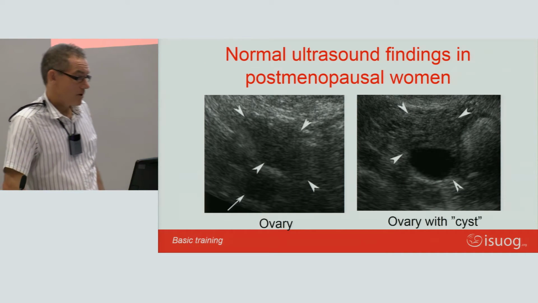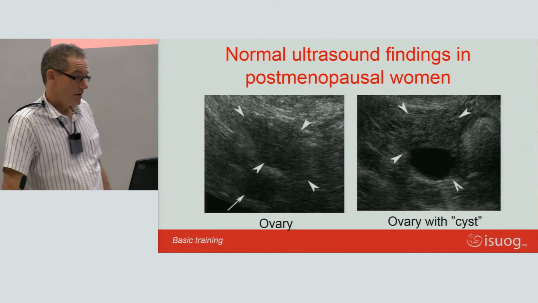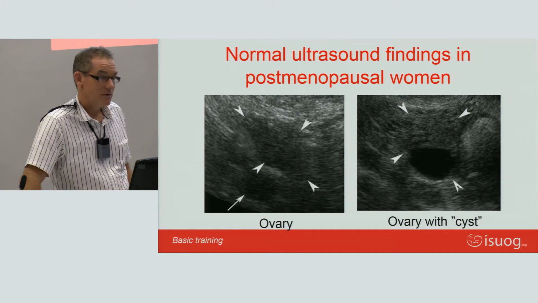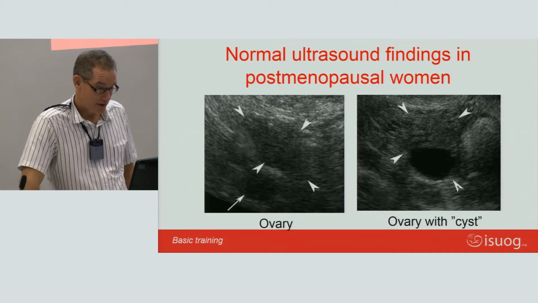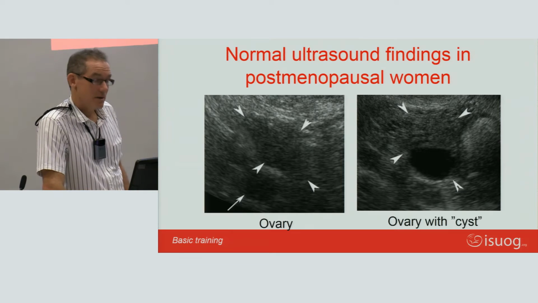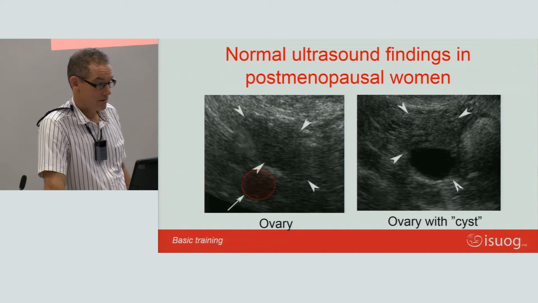Likewise, finding a postmenopausal ovary can sometimes be very difficult because they don't have follicles anymore. So they tend to be quite dark, and you'll often struggle to see them within the bowel. Occasionally, you might see an inclusion cyst, and as long as it's less than 10 millimeters, it's not a problem, and that's reflected in that ovary on the right.